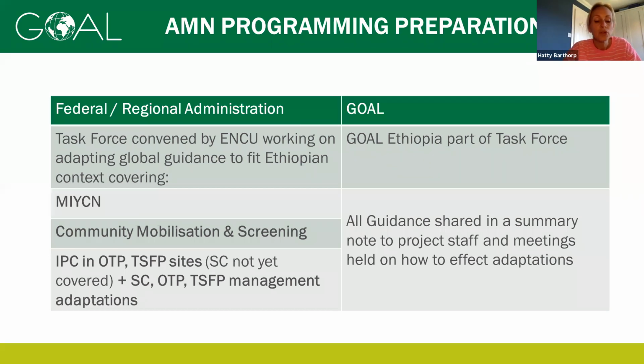With regards to goal-specific prep, we've shared a summary note to all of our project staff, and meetings are being held with the regional, zonal and Woreda officials regarding programme adaptations. But as and when new or modified guidance emerges, it'll be provided by the Ethiopian Technical Working Group to all of the partners.